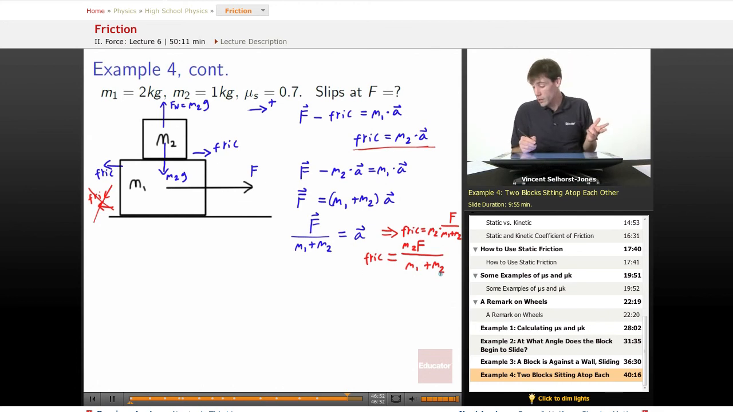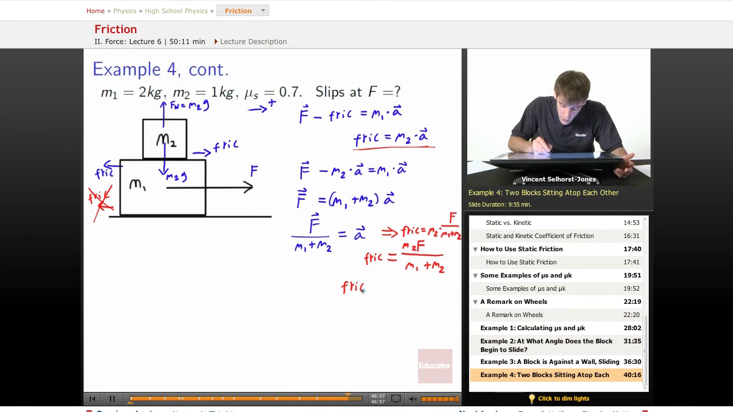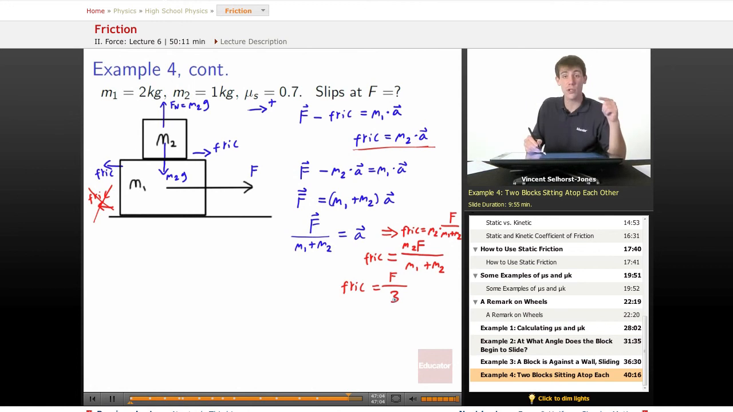What also is friction? So in this case, we've got that friction is equal to M2, which was 1 kilogram, so F over 1 plus 2, 3. So friction's equal to F over 3, because that's the amount that it has to get. It's the share that the top block has to get, because it has 1/3 of the total mass of the system, so it has to get its equal share for its mass to be able to move at the same acceleration. So the friction has to be equal to F over 3 for the acceleration to be the same between both objects. So what's the maximum amount of friction?